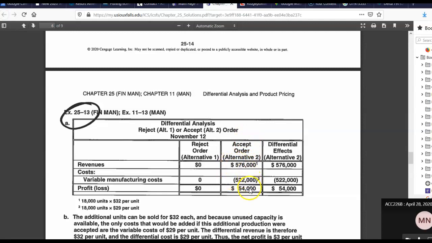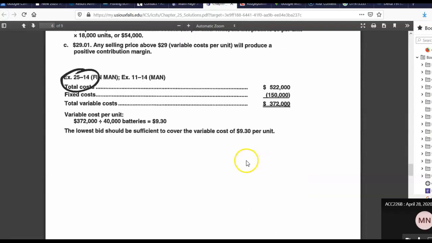So what we have to look at is everything outside of those fixed costs, because at the present time we're not doing it, and we're going to have those fixed costs anyway. If we accept it, we'll still have them. It's just that this is now going to help cover some of those costs. And that's what they're trying to get at in number 14.